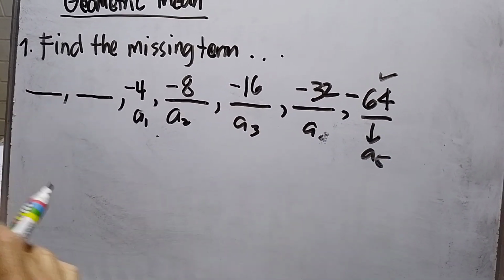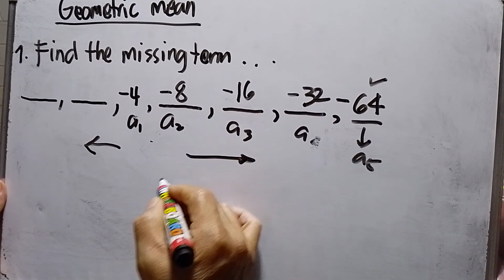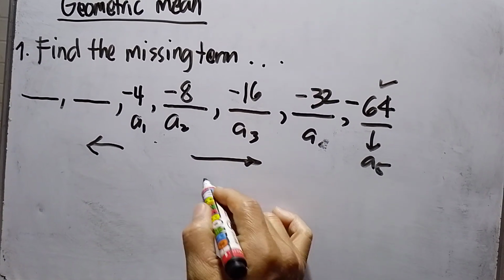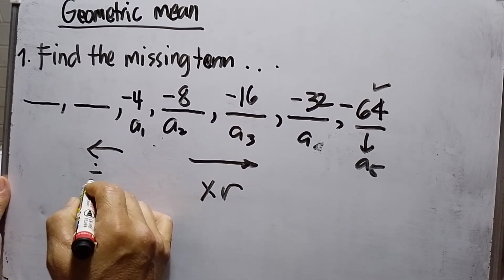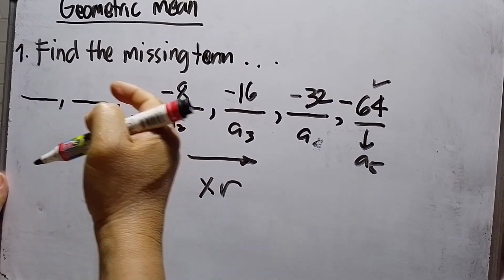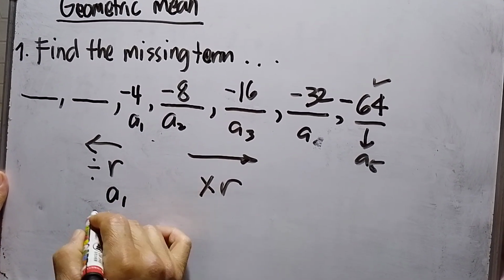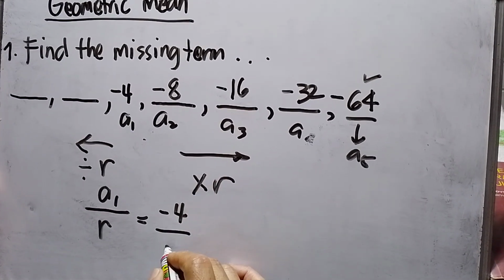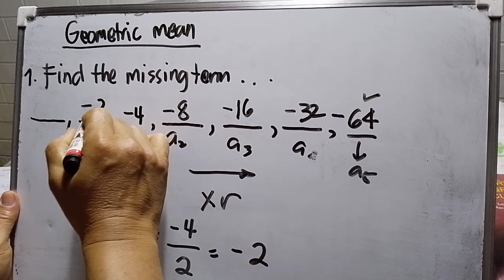Now let's find also these missing terms. So backward, okay? Take note, if this will be forward, so just multiply by r. Small r, sorry. Multiply by r. And then the opposite of multiplication, that will be division. So divide by r. So since I have here this is -4, if backward, I need to divide. So my a1 should be divided by r. So my a1 is -4 divided by the common ratio, which is 2. So this will be equal to -2. So therefore, this is -2.